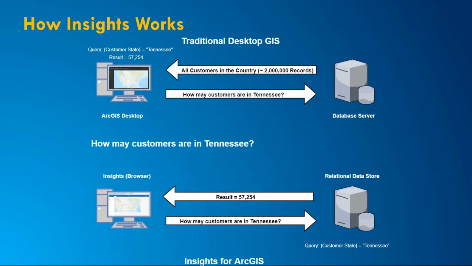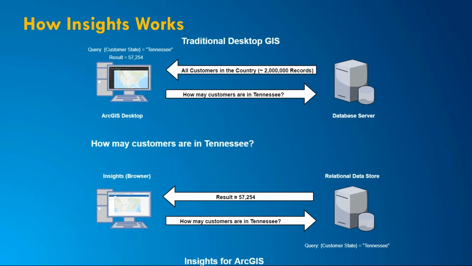So digging down into how Insights really works. If we ask, say, the question, how many customers do I have in Tennessee? In traditional desktop GIS, you would go out to your database server, you would bring back all of your customers in the entire United States, and then on your desktop in ArcMap or ArcGIS Pro, you would say, show me all customers where state equals Tennessee.